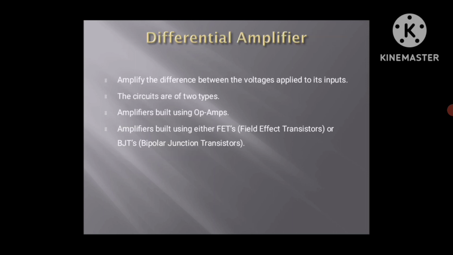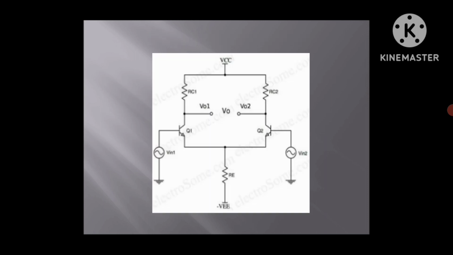Now we are going to see the differential amplifier. A differential amplifier amplifies the difference between the two applied input voltage signals. There are different types of circuits used for the differential amplifier, which is designed by using transistors or operational amplifiers. The transistors may be field effect transistors or BJTs, bipolar junction transistors. This is the circuit diagram for the differential amplifier.